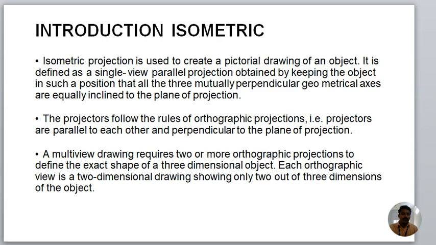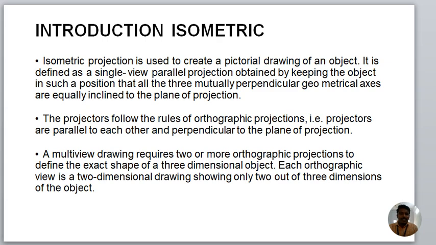Here the orthographic object is converted into the isometric. It means the 30 degrees inclination. If the object is kept at 30 degrees inclination to the axis, the entire object's length, width and thickness are now visible. That is called an isometric view.